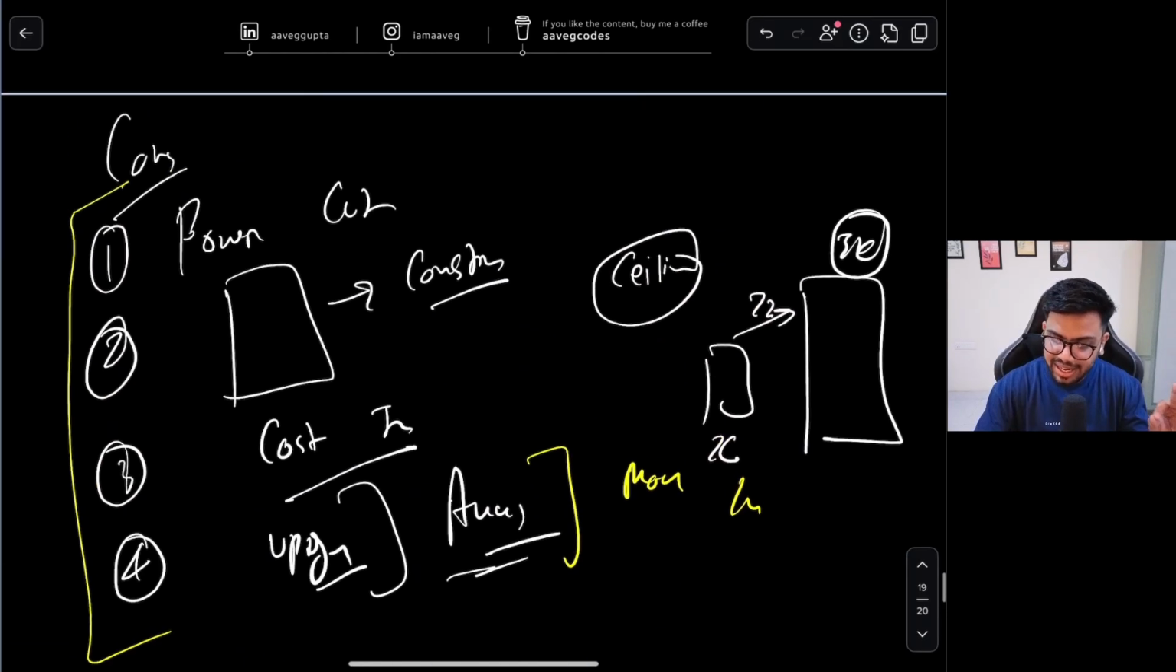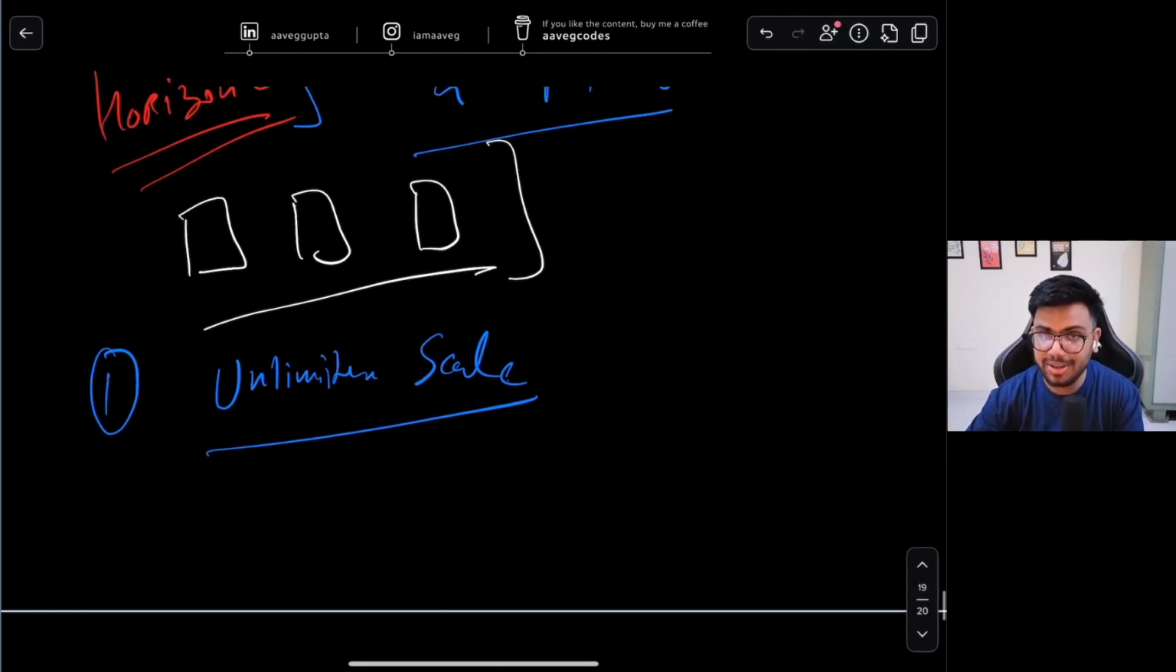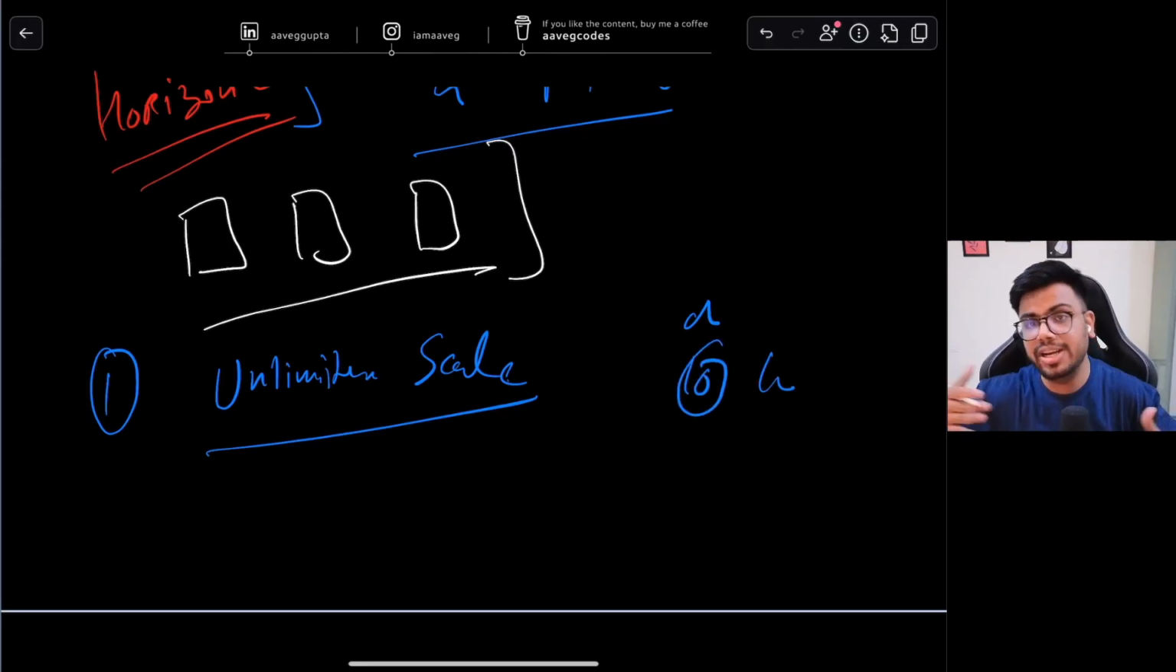Like in vertical scaling, there was a limit. At a certain point of increasing the specification, you cannot go beyond that point. But in horizontal scaling, it is unlimited scale. If you want more scalability, add more. It is as simple as adding more computers. Let's say right now you are working with 10 computers. If you add 100 computers, it will work more. If you add 1,000 computers, it will work more. So just by increasing the number of computers, you are increasing the scale. So there is an unlimited scale.